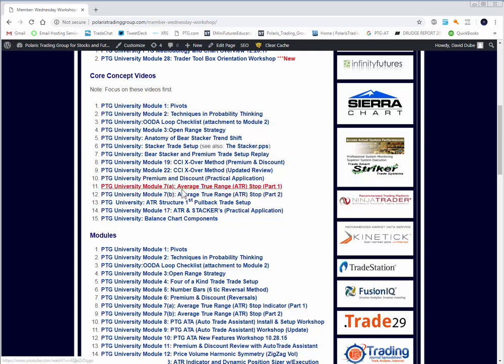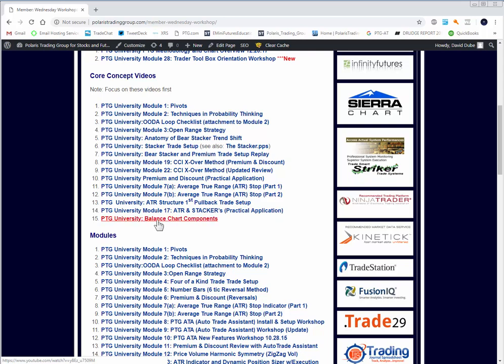And then module 7AB, average true range stop part 1 and part 2. Pretty self-explanatory. And again, the ATR structure first pullback trade setup. That's going to be one of our core setups, a go-to setup. And then in module 17, another practical application about ATR and stackers.